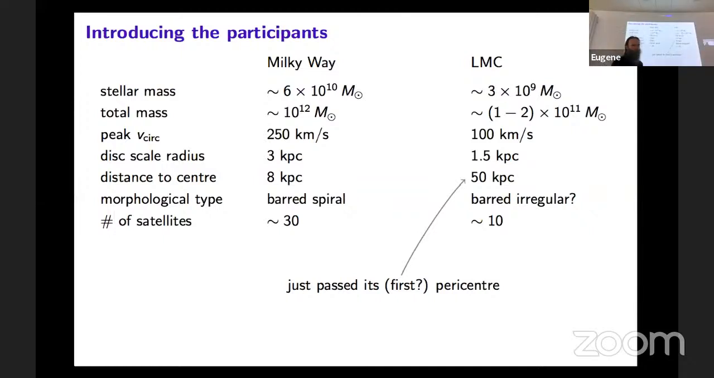The Milky Way, of course, is the galaxy that we live in. Its mass is about 10 to the 12 solar masses, and there are other properties that are summarized here in this table. By comparison, the LMC is a few times smaller, maybe between 5 and 10 times smaller by all parameters: stellar mass, the total mass, the radius, and various other properties. It looks also a bit less regular.